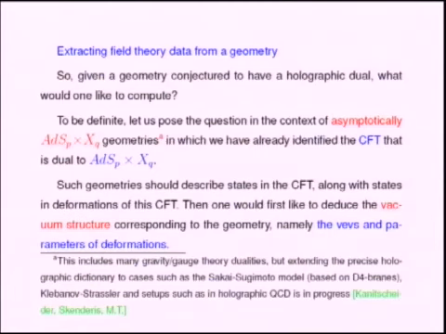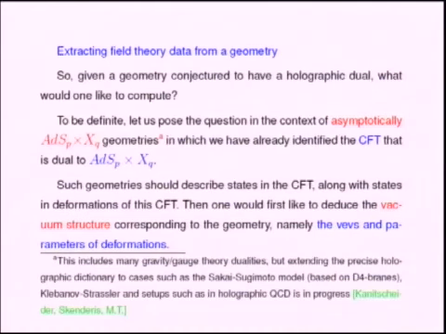Now, if we have such an asymptotically AdS_p cross X_q geometry, it should describe some state in the conformal field theory, or a state in a deformation of the original conformal field theory. So logically, what you would first like to deduce is the vacuum structure corresponding to this geometry, namely the vevs which operators have acquired, and the parameters of the deformations. If we've explicitly broken conformal invariance, we want to know the deformations that we would make. So now I'm going to talk about how you extract that.